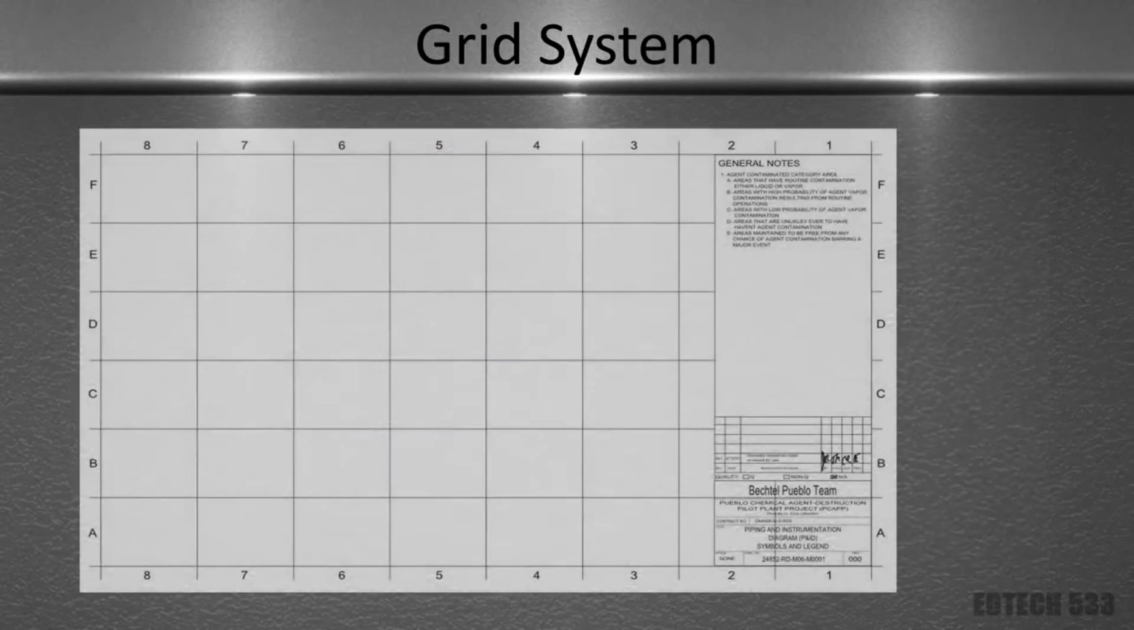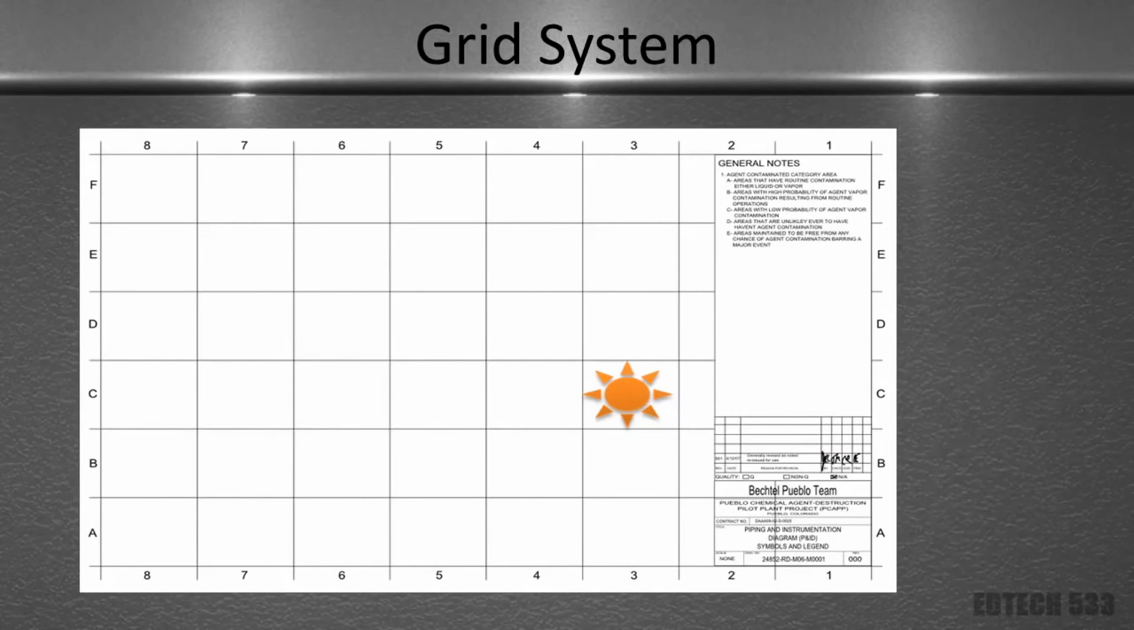So to see this a little more, if I was to ask where my sun was, we would look left and right to get a C, top to bottom to get a 3, and we would get C3.